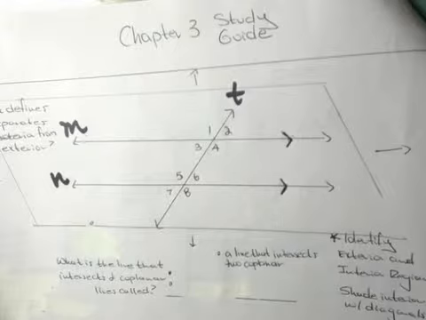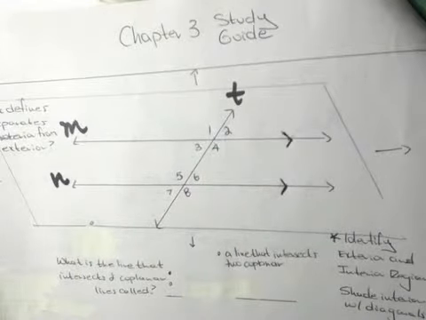Those four angle relationships: we talked about alternate exterior angles, alternate interior angles, corresponding angles, and same-side interior angles, which are also known as consecutive interior angles. Those angle relationships have special properties when you have two coplanar lines that are parallel.